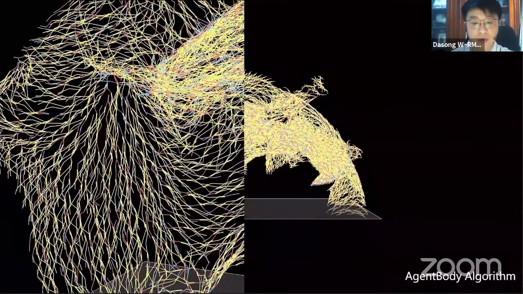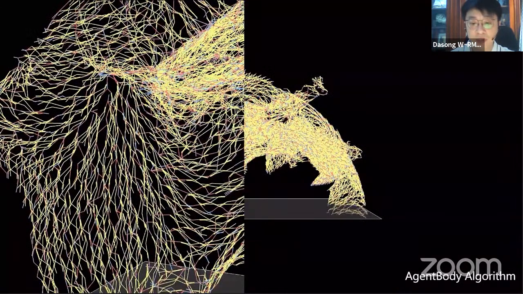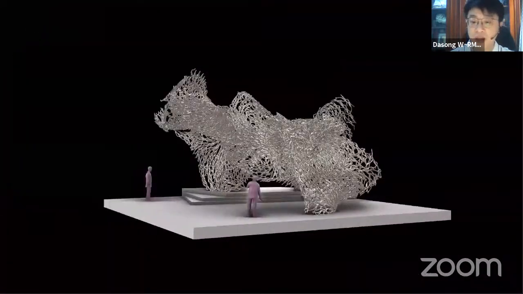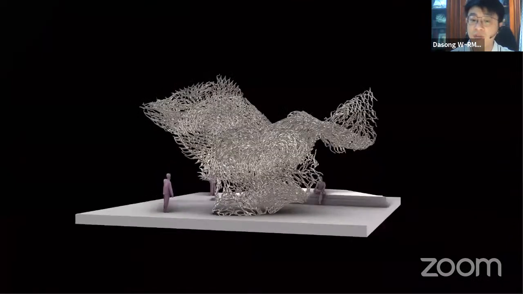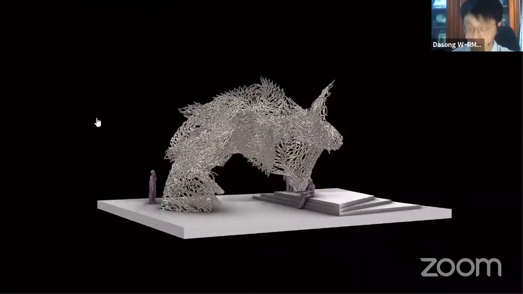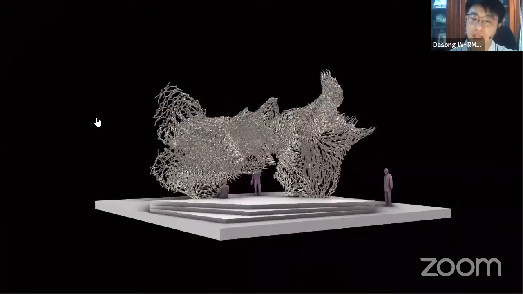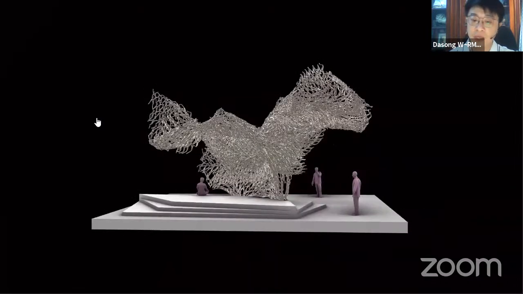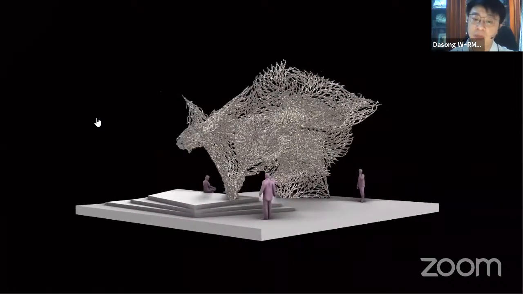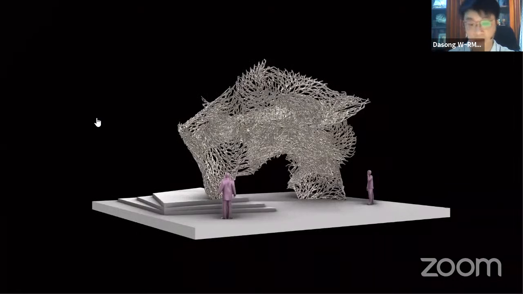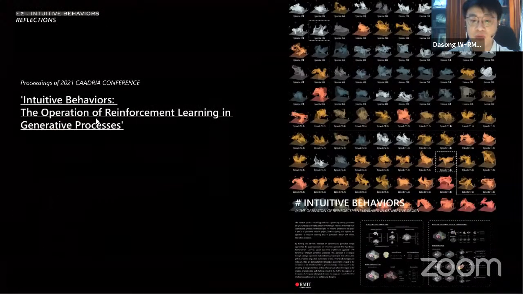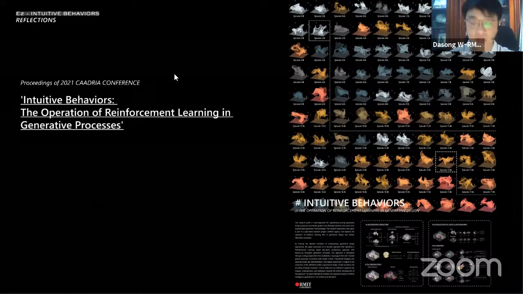So after a series of generative processes, the design prototype of an exterior pavilion has been visualized and is shown on the screen. Overall, the character of intricacy and emergence of a multi-agent system are integrated with the RL-based top-down global design strategy. The research project of Intuitive Behavior has been published in the proceedings of the 2021 KDRA conference with more technical details and further reflections.